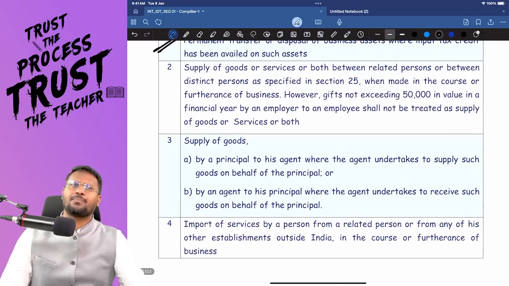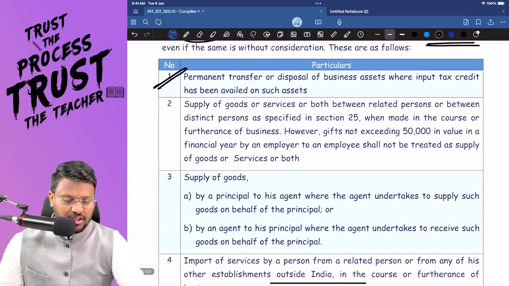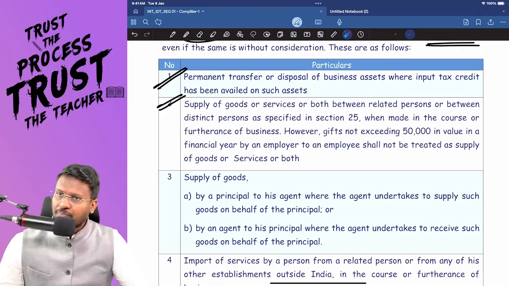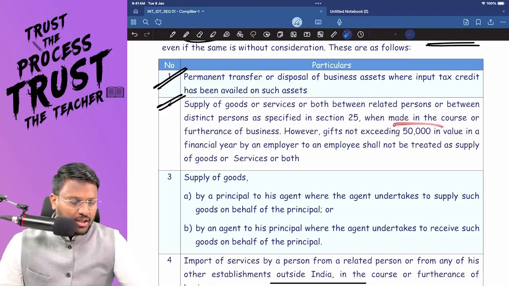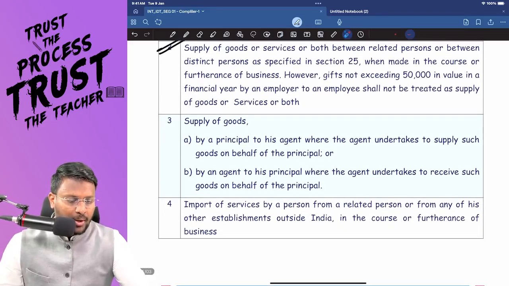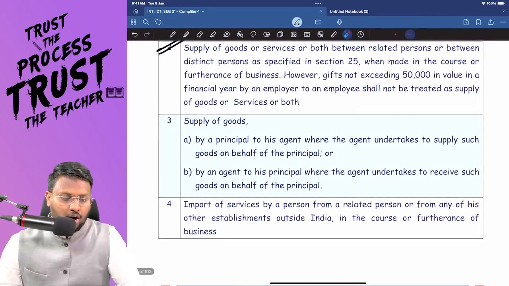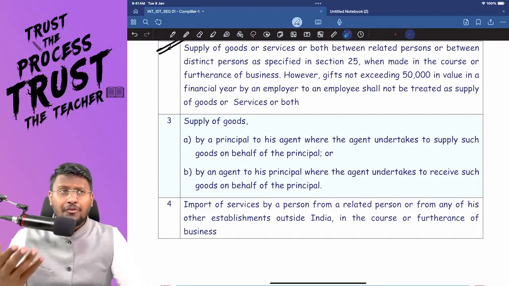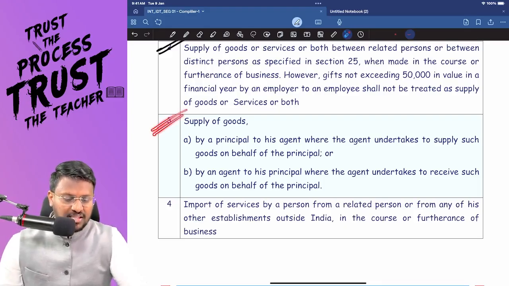Are you comfortable? Supply of goods or services or both between related persons or distinct persons as specified in section 25 when made in the course or furtherance of business. However, gifts not exceeding 50,000 in value in a financial year by an employer to an employee shall not be treated as supply of goods or services or both. Comfortable? Look at the comfort we are having after revising that much time. The number third one, supply of goods.